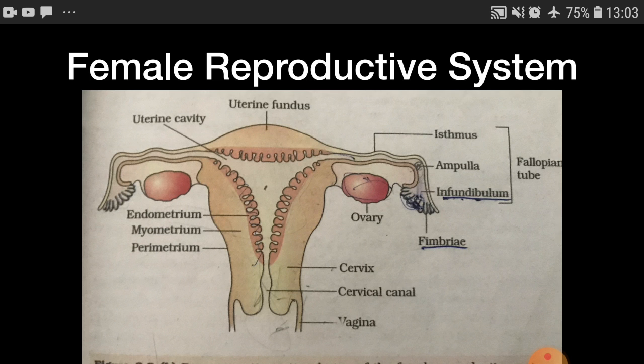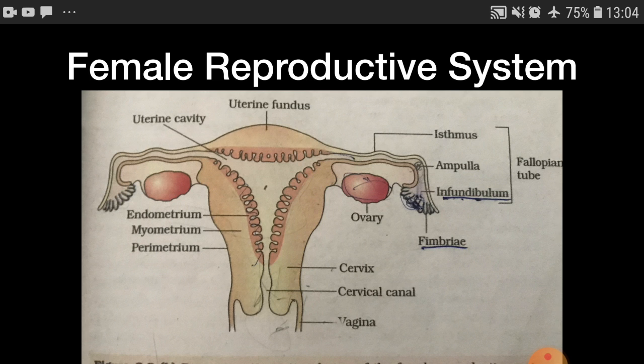The edges of the infundibulum possess finger-like projections which are known as fimbriae, which help in the collection of the ovum after ovulation. The infundibulum leads to a wider part of the oviduct known as ampulla. The last part of the oviduct, isthmus, has a narrow lumen and it joins the uterus.